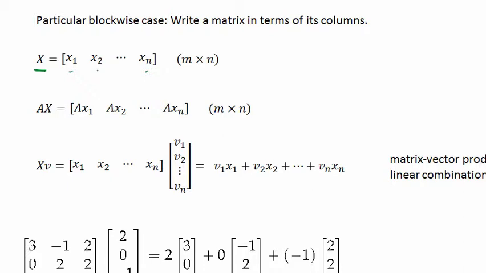Well then, if I take A times X, in the block sense, A is 1 by 1 and X is 1 by n. And so we can just take that 1 by 1 and move it inside and multiply each of the column vectors. In other words, A times X is nothing more than the collection of A times each column of X.